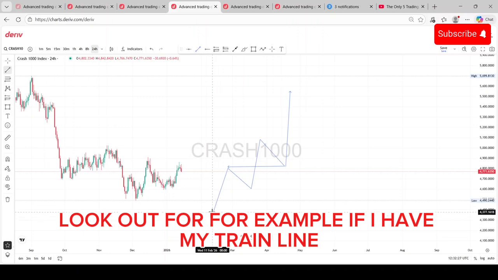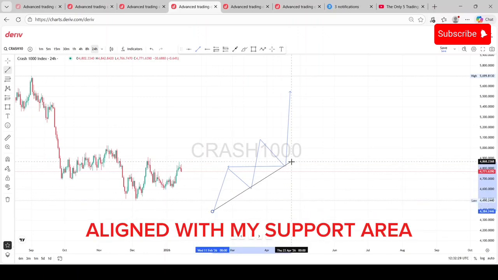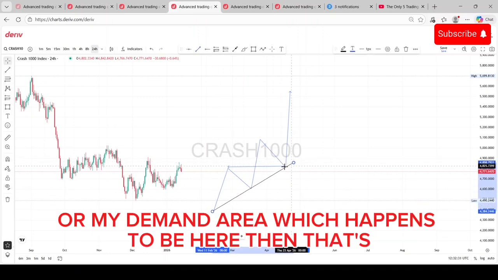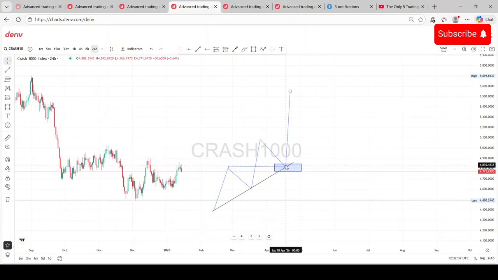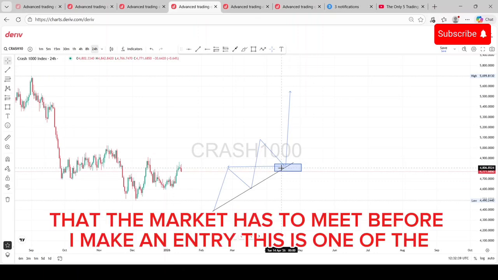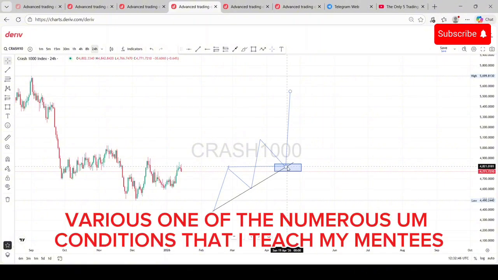There are other conditions you need to look out for. For example, if I have my trend line aligned with my support area or my demand area, which happens to be here, then that's another strong condition that the market has to meet before I make an entry. This is one of the numerous conditions that I teach my mentees.